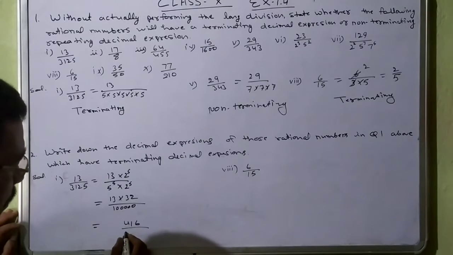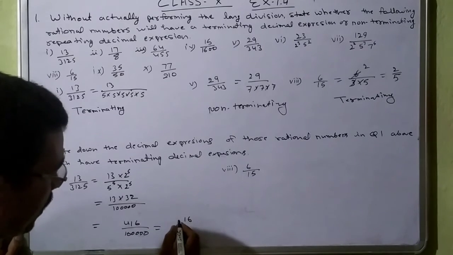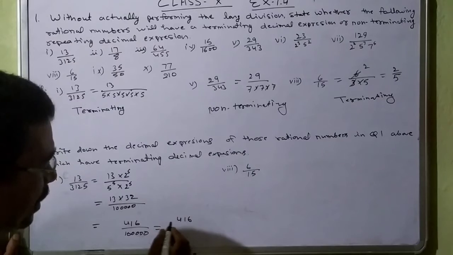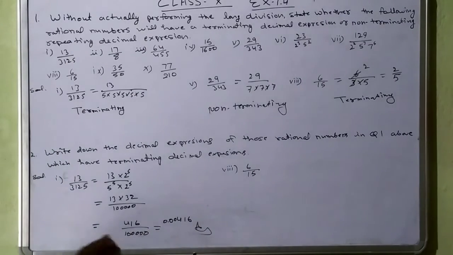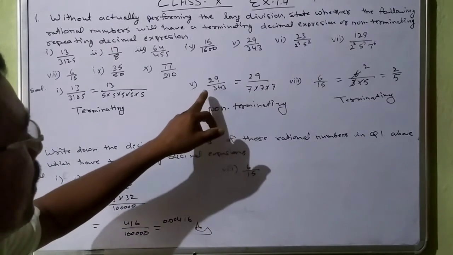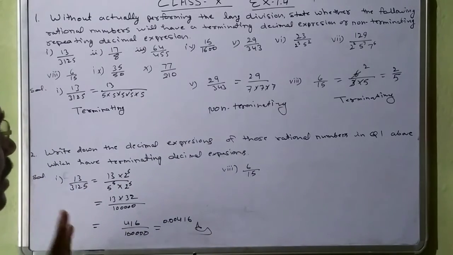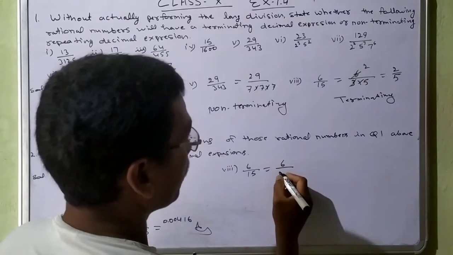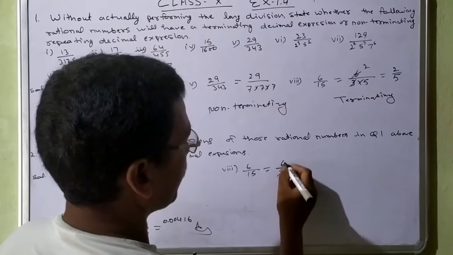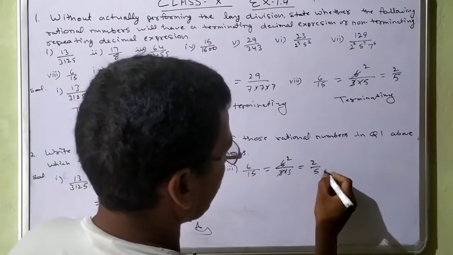Now 3 4 5. Now 1 2 3 4 5. So we can write 5 before the decimal. 1 2 3 digits we are looking here, and 2 0 we will write here. That is the answer. And then the fifth part. This is non-terminating, so no need to solve this. This question, 6 upon 3 into 5. Similarly, we will cancel this. 2 ja, that is 2 upon 5. So here we will write 2.